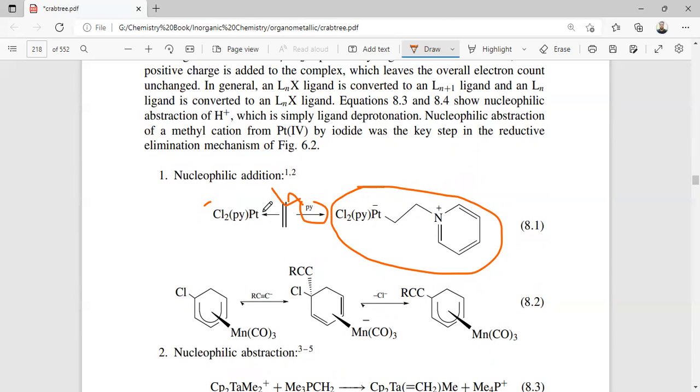So here the hapticity is 2. Upon addition of the pyridine, there is nucleophilic attack on this ethylene molecule. So here there is a net negative charge on the metal center and the hapticity is reduced to 1.